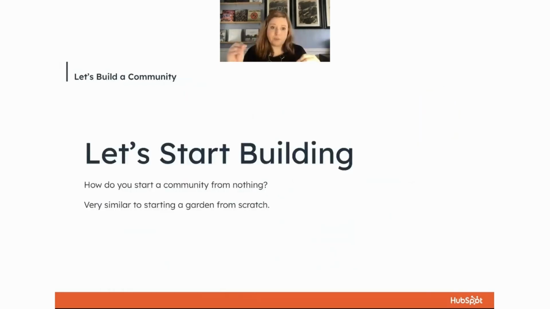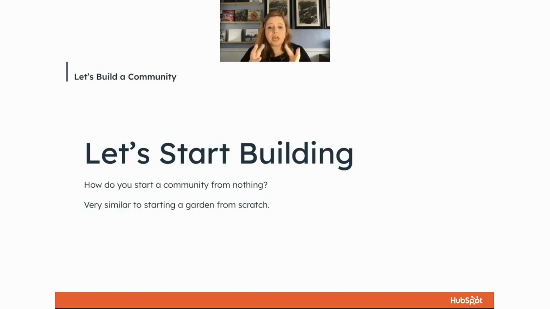So here's the heavy part, but I hope that you will understand why I had to make it heavy. The next couple slides are going to break down specifically the questions that you need to be asking if you want to build a community from scratch. So feel free to take screenshots, feel free to take notes, whatever you need to do. But when we're thinking about setting things up from scratch, you need to ask these questions.